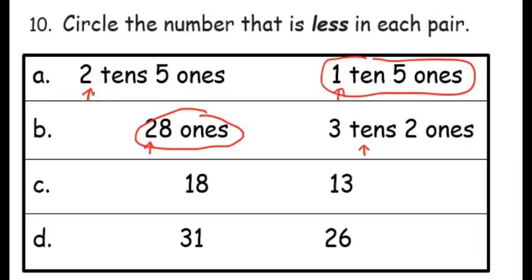Let's compare 18 to 13. They both have 1 10, but now let's look at their ones. The first number has 8 ones compared to 3 ones. 3 is less than 8, so 13 is less than 18. And finally, I have 31. I'm comparing it to 26. 31 has 3 tens. 26 only has 2 tens, so 26 would be less than 31. So you can see how focusing on our groups of tens can be helpful when comparing two-digit numbers.